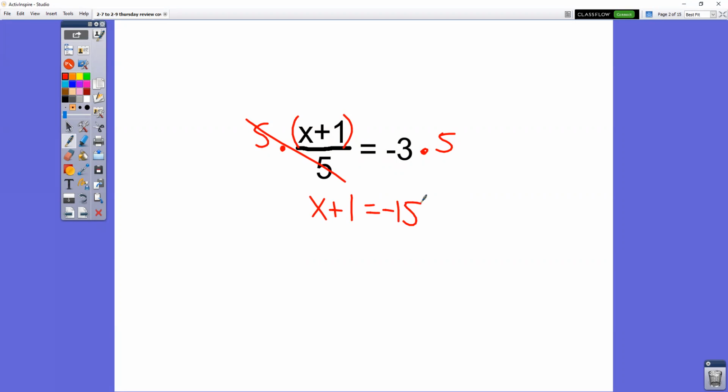-3 times 5 is -15. Now you just have a one-step equation, -1, -1. So you get x equals -16. Again, you will have a question like this on your quiz tomorrow.